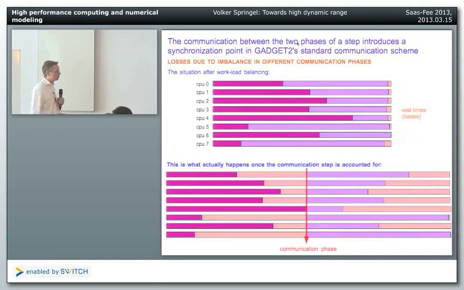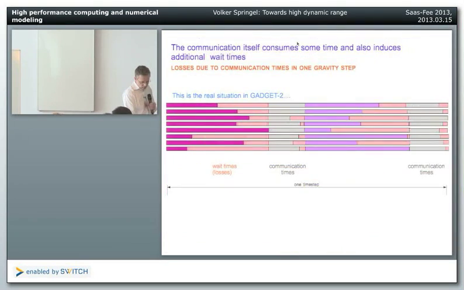Now CPU 7 is finished first, and it waits for the others. Even though you balance the total work like this, because you have a synchronization barrier in the middle, you get huge imbalances nevertheless. All of this orange stuff is now lost time, and this is really hard to get rid of, right? This is a real situation in Gadget 2. On top of this, the gray stuff is the actual communication time, so there is quite a bit of loss.